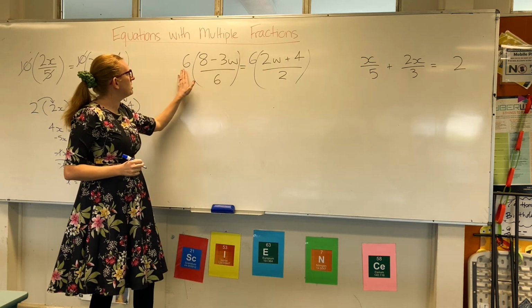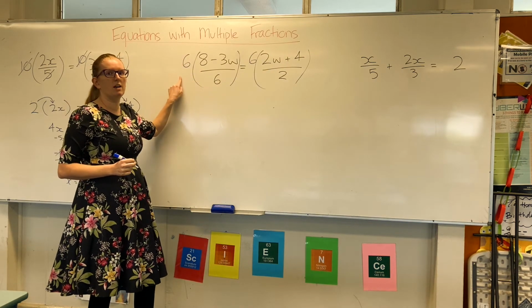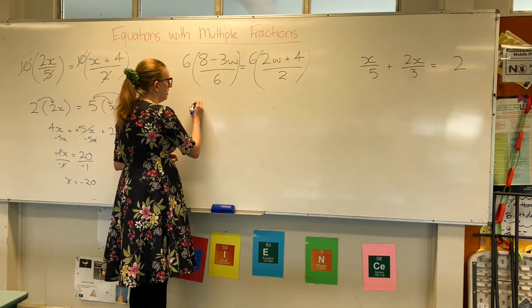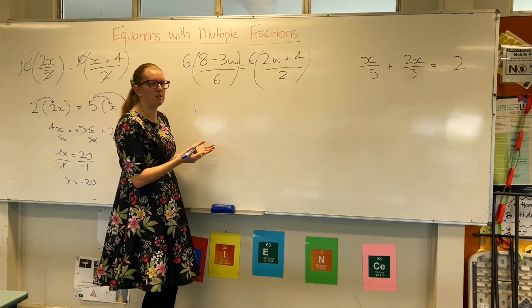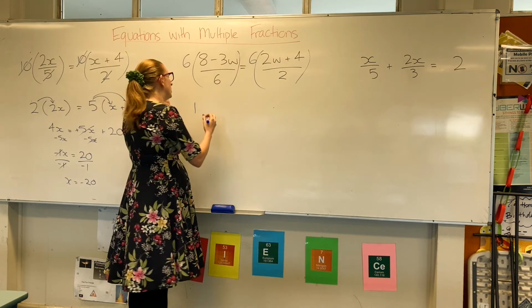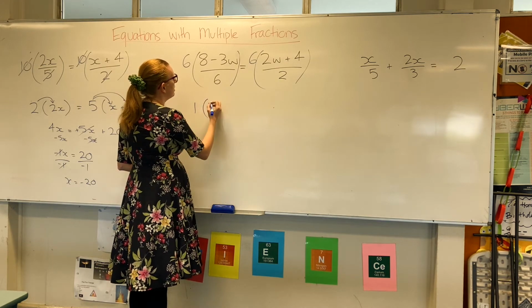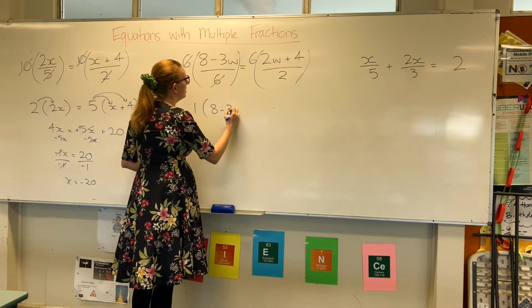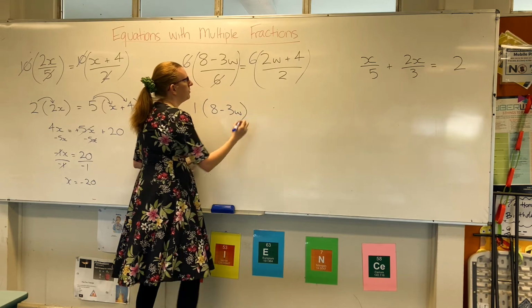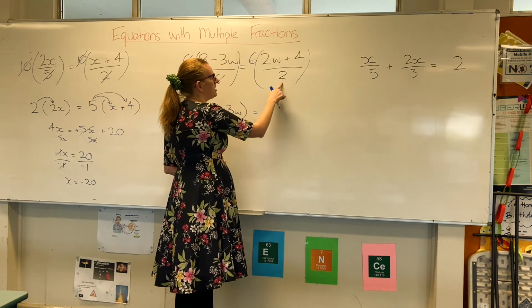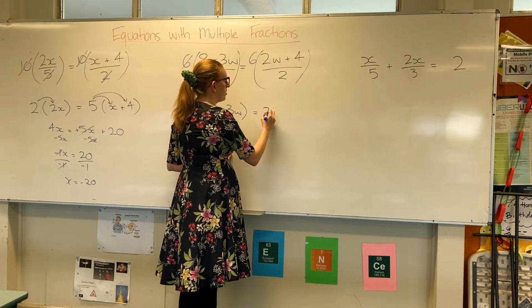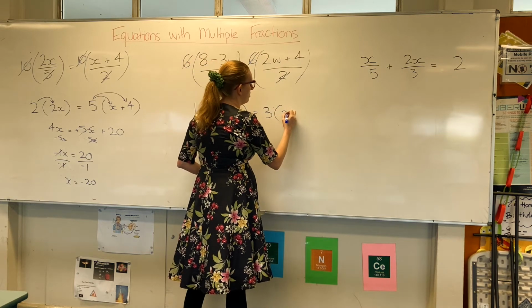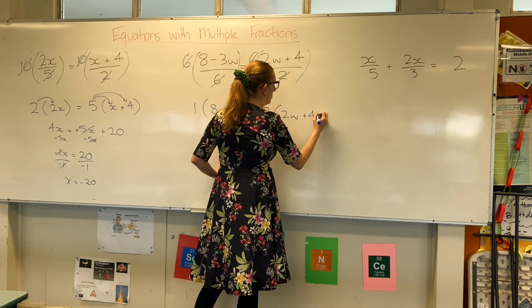Cool. So now, how many times does my denominator fit inside the number that I wrote in front? 6 goes into 6 one time. So I don't even really need to write this one, but I'm going to do it just to show you. So I've got a 1, then they've cancelled out, so what's left? I've got 8 minus 3w. Now over this side, how many times does 2 go into 6? It goes in 3 times. So that has cancelled those out. So now I've got 2w plus 4.